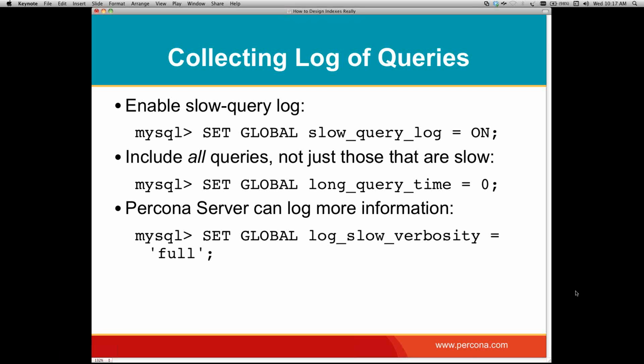Percona Server has some additional features. That is, we have determined that there's more information that the server has available internally that could be added to that log. So we have added a feature, log slow verbosity. There's a few different options for this one, but I just set that to full, so it enables all of the optional subsets of enhanced information to that slow log.